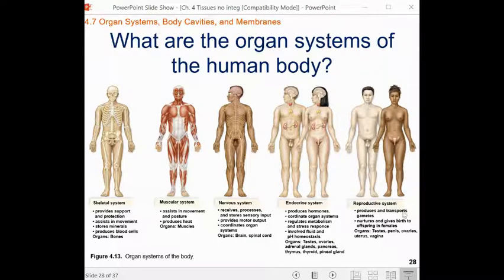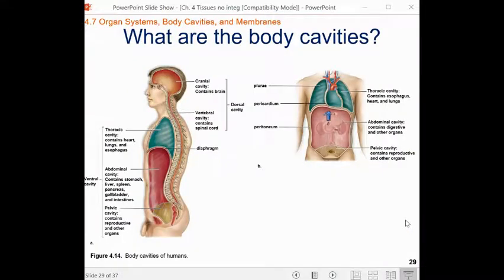And your reproductive system produces and transports gametes, nourishes and gives birth to offspring in females, and your primary organs are the testes, penis, ovaries, uterus, and vagina. Once we understand those key portions of the organ systems in the body, and as we go through this course, we will dive deeply into each one of those different organ systems. That's just kind of an overview of the different systems of the body.